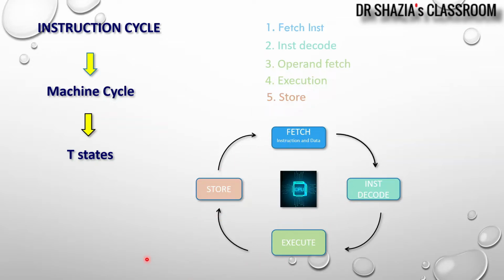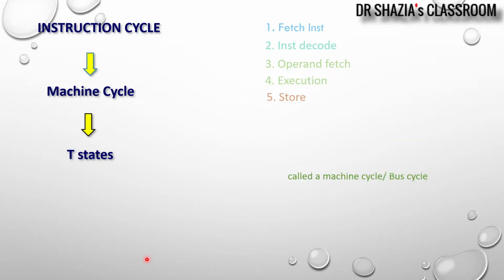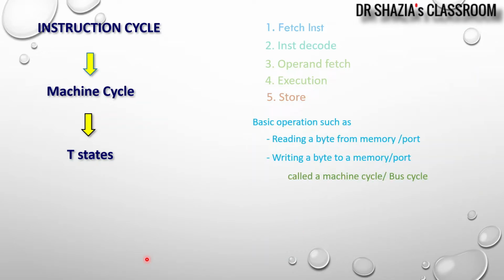One instruction is executed in these basic four steps: fetching the instruction, instruction decode, fetching the data and execute, and store. As the operand could be external to the processor, one instruction cycle could be made up of multiple machine cycles. So the different types of machine cycles or bus cycles available are either reading a byte from a memory or a port, or writing a byte to a memory or a port.